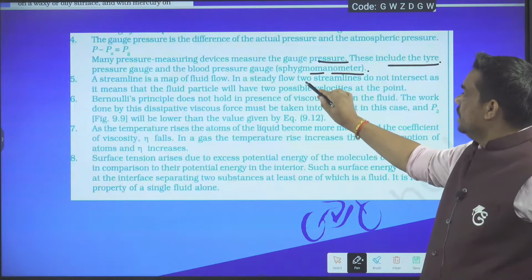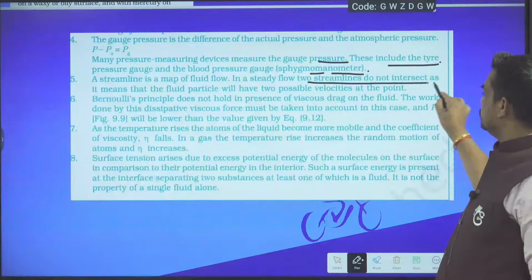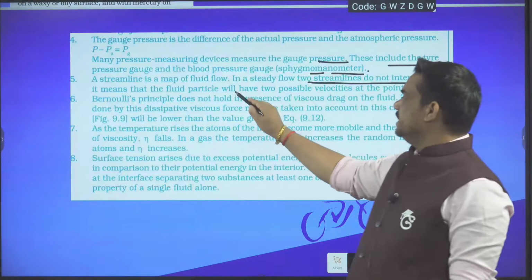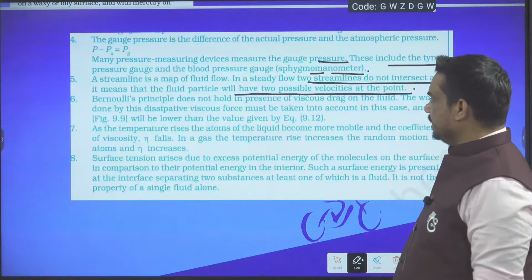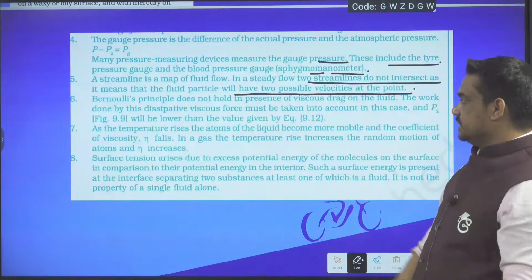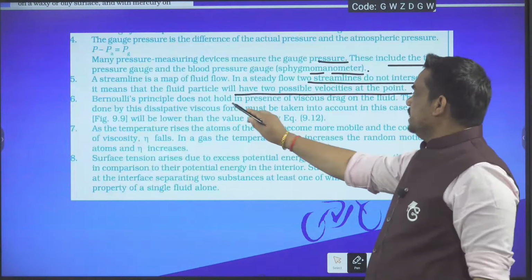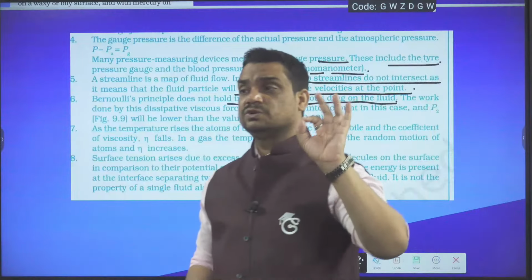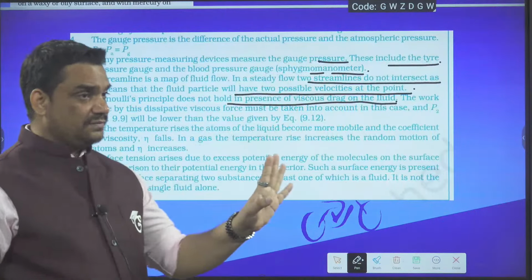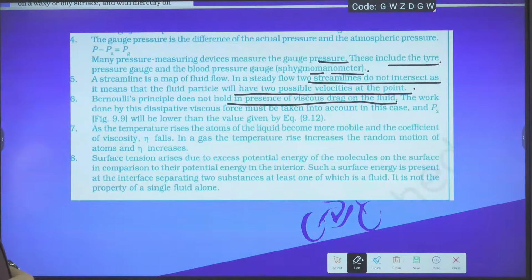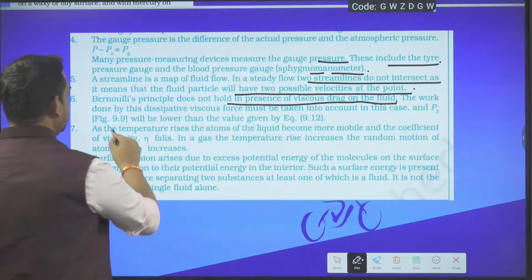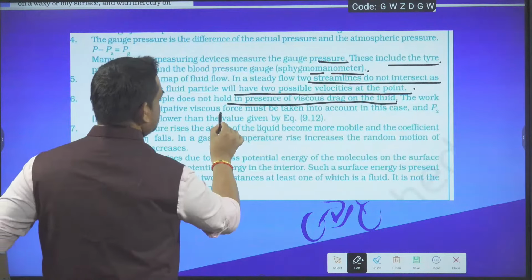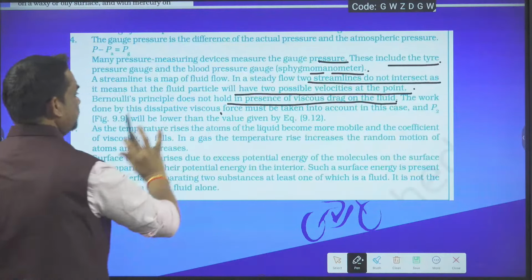Streamline is a map of fluid flow. In a steady flow, two streamlines do not intersect, as it would mean the fluid particle will have two possible velocities at that point. So they cannot intersect. Bernoulli principle does not hold in the presence of viscous drag on the liquid. For Bernoulli, it should be non-viscous, an ideal liquid. That is valid for an ideal liquid.